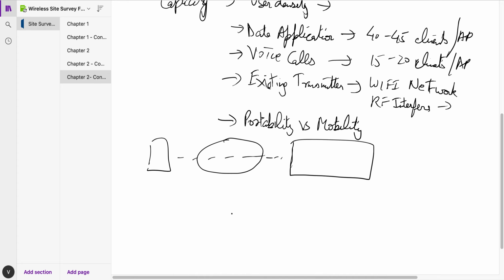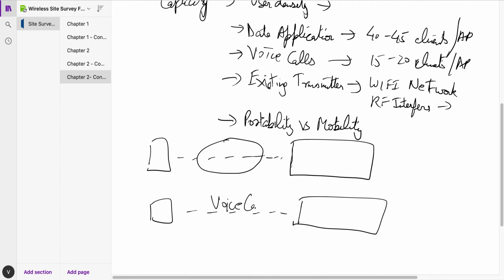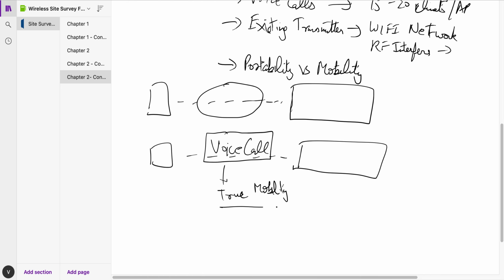Now, true mobility is if a client walks from here all the way to the boardroom and he's on a voice call, right? In that scenario, he needs 100% Wi-Fi connectivity. Now, this is called true mobility. So we have to also ask the customer about these two things: true mobility and portability.